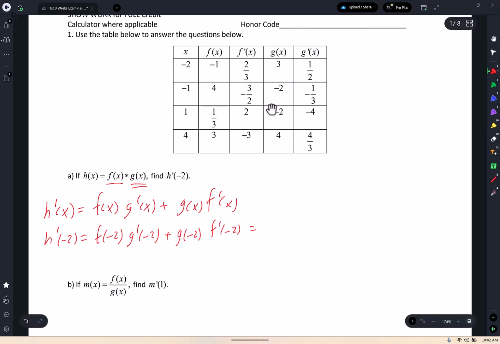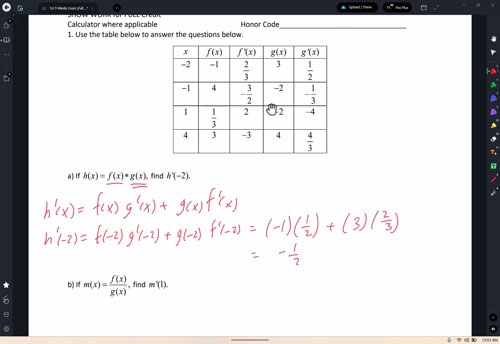So let's see, f of negative 2. F of negative 2 is negative 1. G prime of negative 2 is 1 half. And then plus g of negative 2 is positive 3. And then f prime of negative 2 is 2/3. And then you just multiply them. So negative 1 half plus 2. So that's going to be 1.5. Or you can say 3 halves.